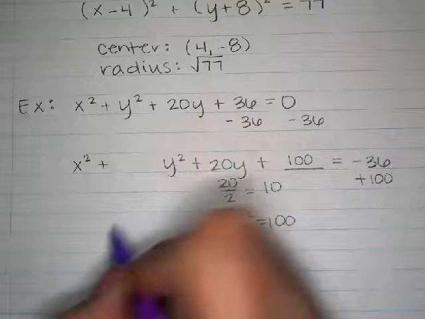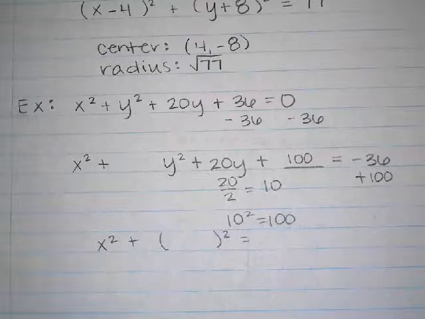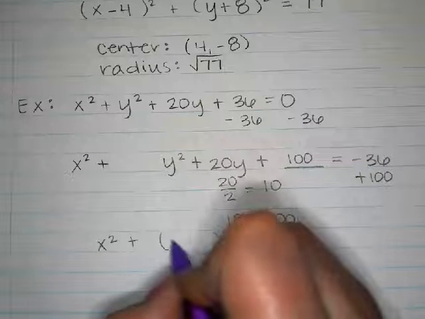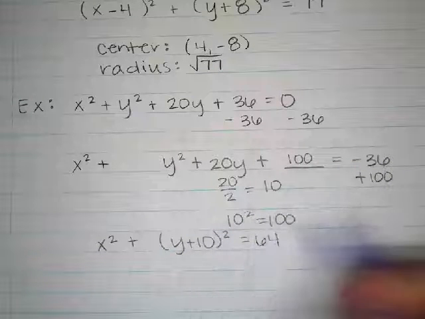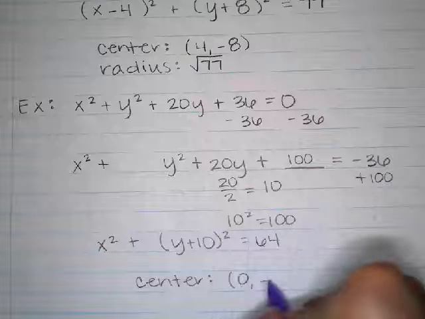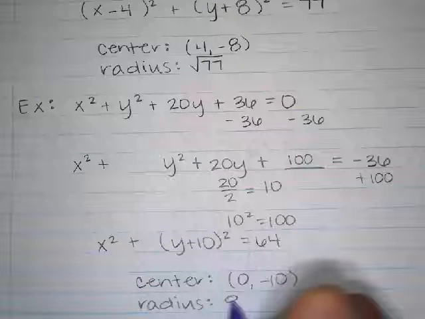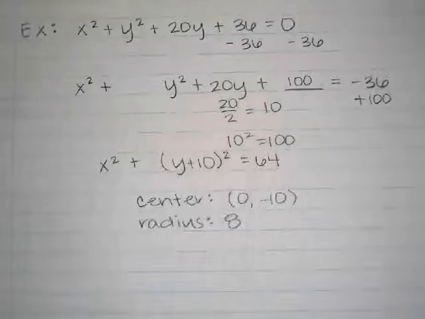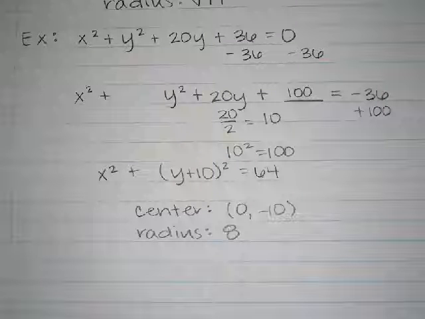Okay, so we have x squared plus parentheses squared. And what goes in our parentheses? Okay. And then what does this equal? 64. Okay. So what is the center of our circle? Okay. The radius would be 8. Okay. So radius is 8. All right. So we can do the completing of the square twice.